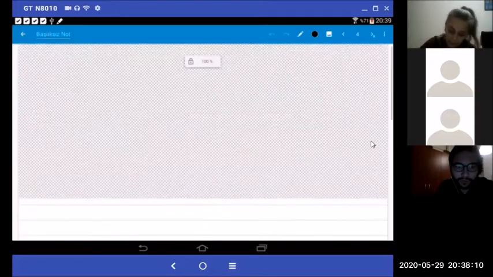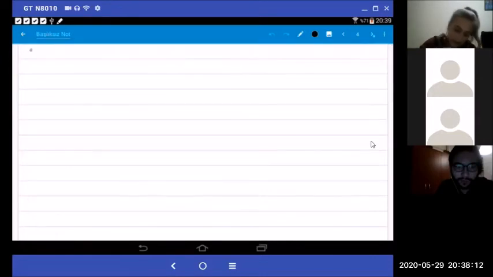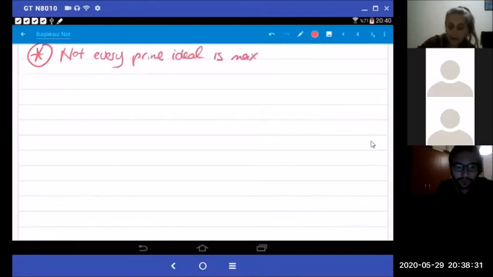Here. Not important. Let me put it in red. Not every prime ideal is maximal. Actually, you can conclude this statement from this fact.